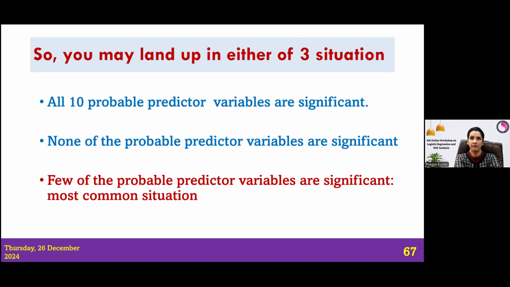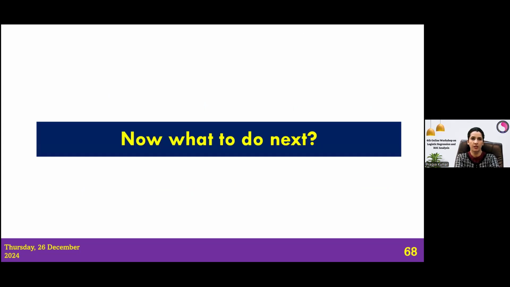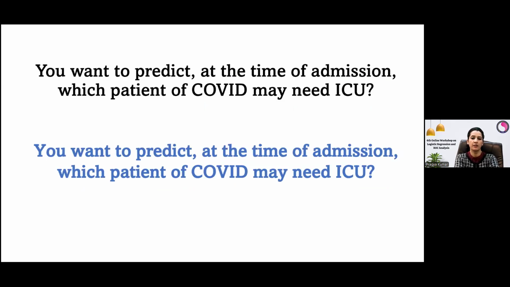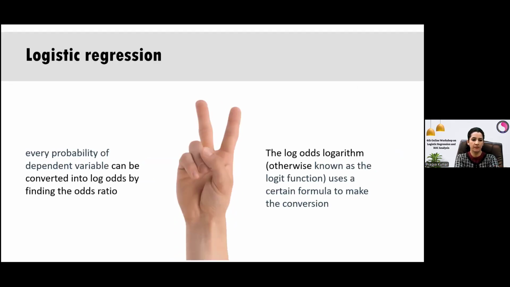So if we started with 10 probable predictors, we may end up with all 10, none, or a few of them, which is the most common situation. So now what to do? We need to select the final predictor variables for the logistic regression, and then we will put those into the model. So again, this is the same repetition.